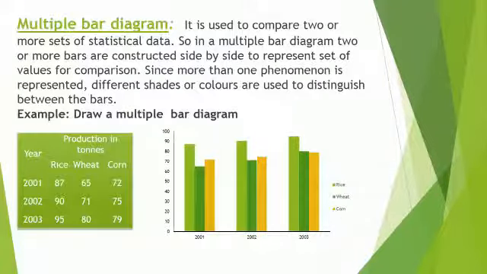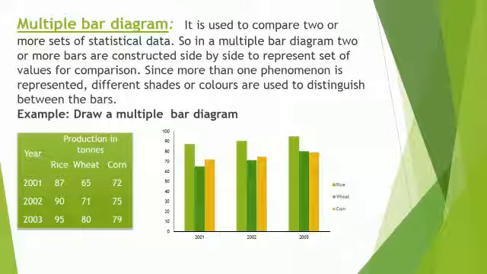Multiple bar diagram. It is used to compare two or more sets of statistical data. In a multiple bar diagram, two or more bars are constructed side by side to represent the sets of values for comparison. In order to distinguish the bars, different colors, shades, etc. may be used, and a key or index is given to understand the different bars.